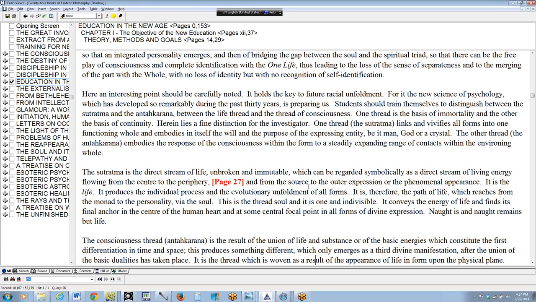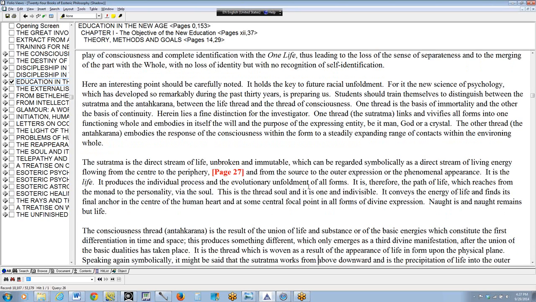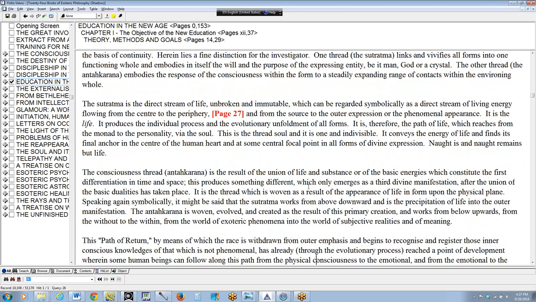After all, life is one, right? It conveys the energy of life and finds its final anchor, as there must be other anchors as well, in the human heart, and at some central focal point in all forms of divine expression. Naught is and naught remains but life. So this is interesting. I think he's incorporated these words into the rays and initiations.